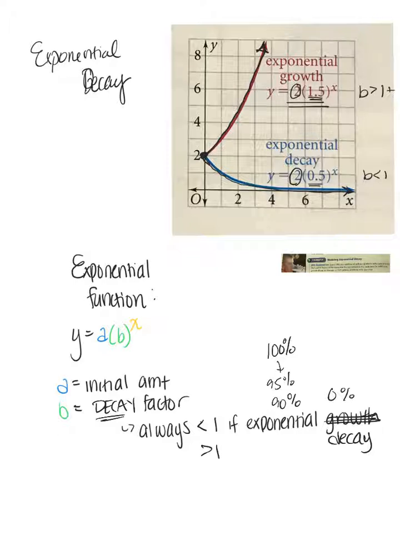So greater than 1 means exponential growth. Less than 1 means exponential decay. All right, now let's look at some real world scenarios.